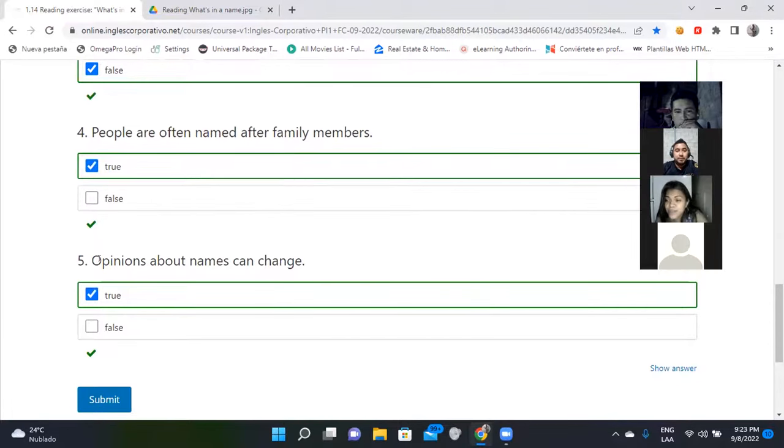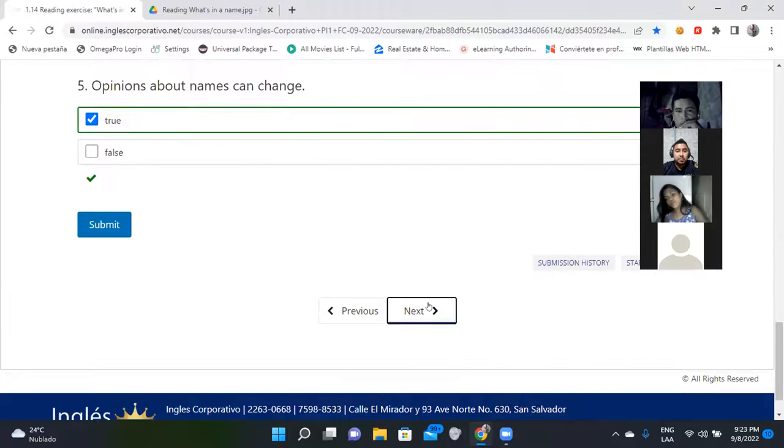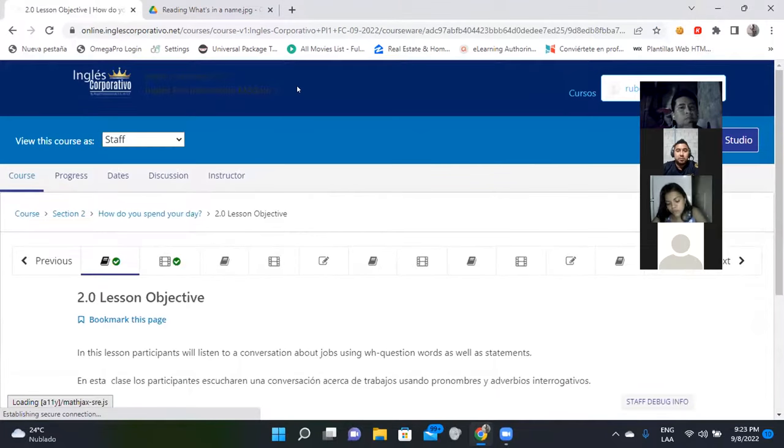Elena, number four. Five or four? Sorry, five. Okay. Opinions about names can change. True. Very good. And also in different countries, right? Different cultures have different meanings for different names. It just depends what country you are in.